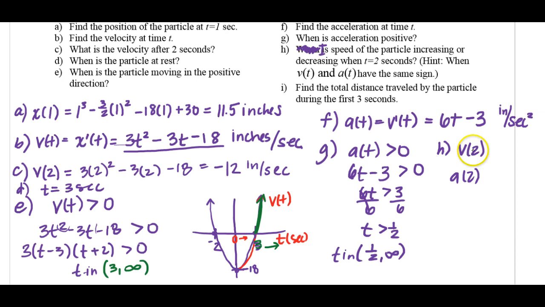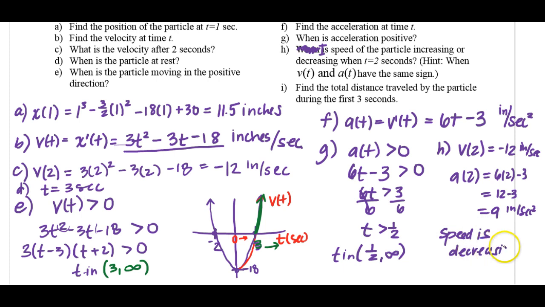If they have opposite signs, the speed is decreasing. So v of 2 we actually already found in part C. So v of 2 is negative 12 inches per second. And a of 2, we could, if we want, just go ahead and plug 2 into a of t. So that would give me 6 times 2 minus 3. So that's going to give me 12 minus 3, which is 9. So this is positive, so 9 inches per second squared. So velocity is negative, acceleration is positive 9, so the speed is decreasing.